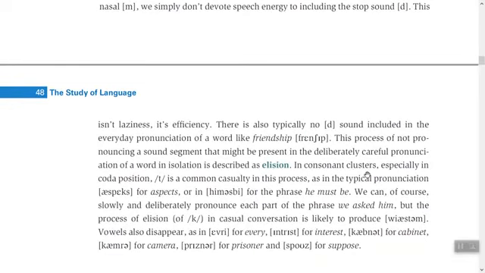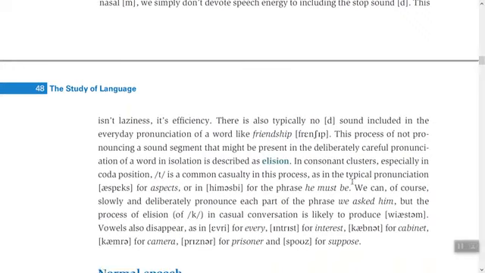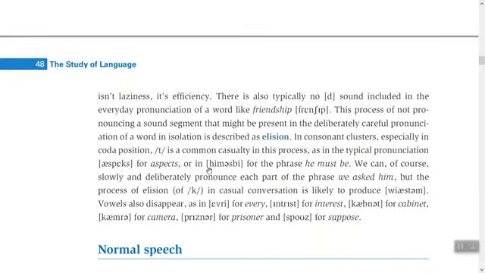Also, in consonant clusters, usually we drop some sounds. Okay, for example, the word aspects. We say aspects, not aspects with the t. You see here, he must be, he must be. We dropped the t in must tell. We have more examples here.